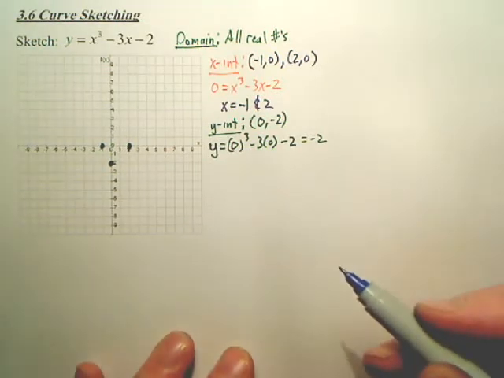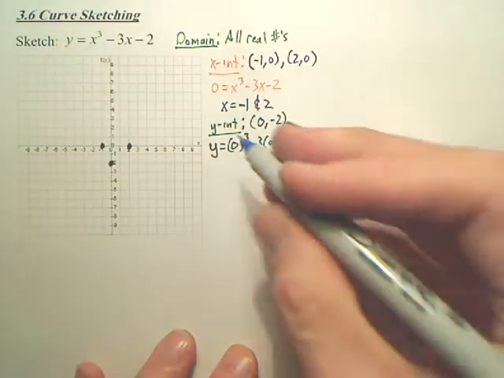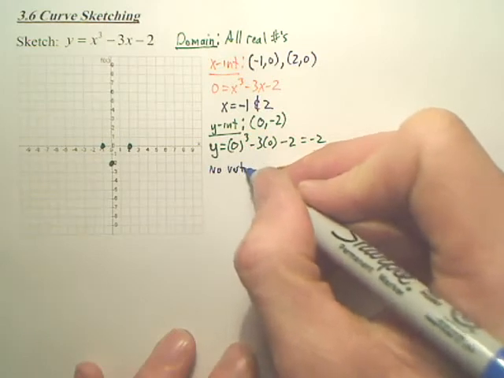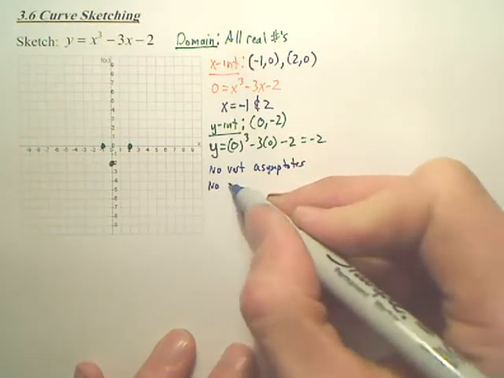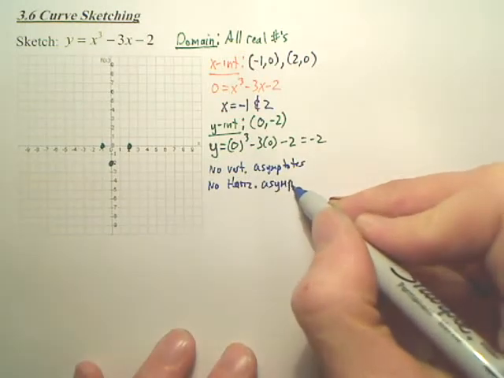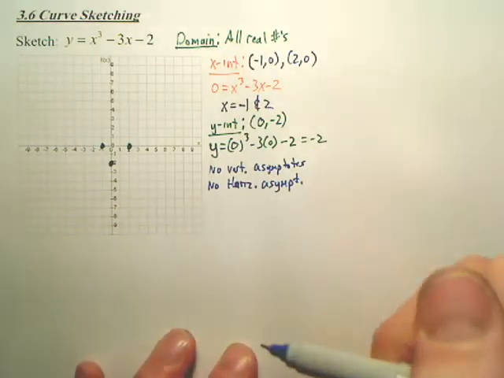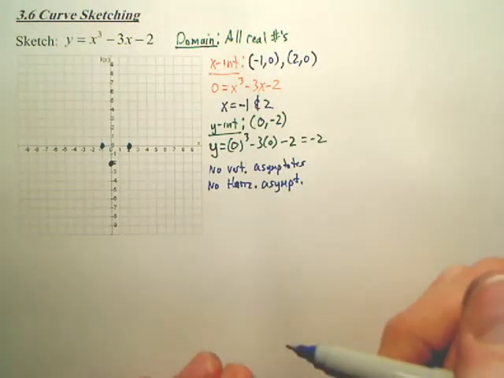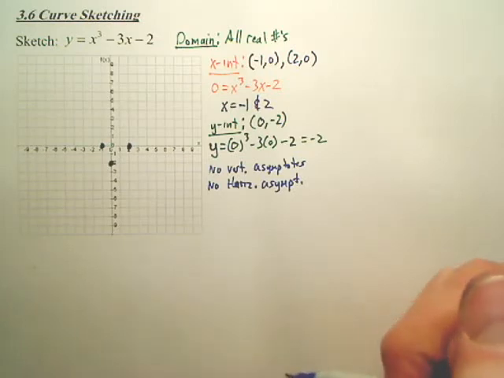Okay, so next, let's just label it: we have no vertical asymptotes and no horizontal asymptotes. Just to label those, the reason again is there's no fractions. And horizontal asymptotes, there aren't going to be any of those because a cubic isn't going to have one. So, next step is extrema and points of inflection.